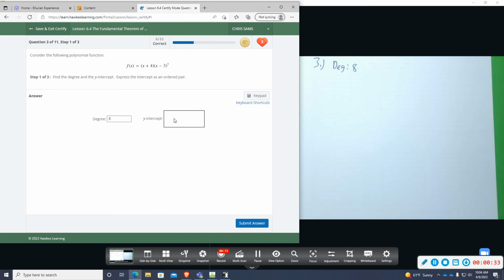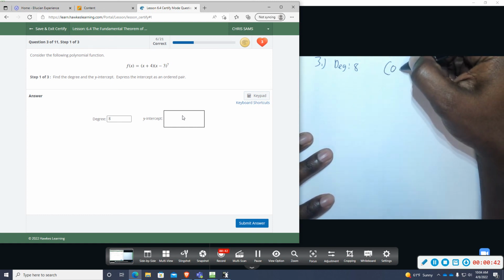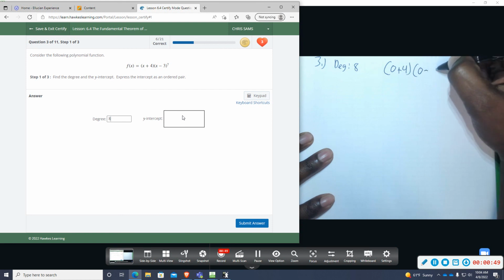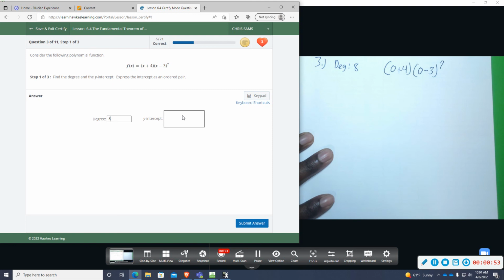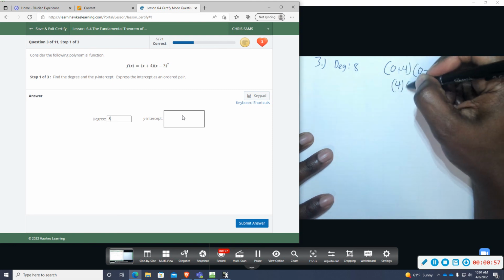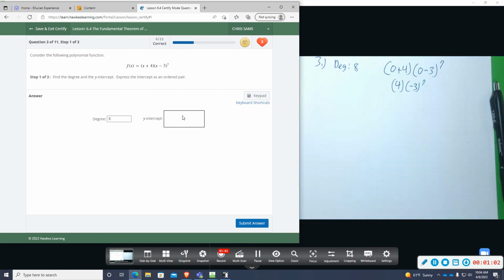And then our y-intercept, so this is going to be a much, much bigger number. Y-intercept, you will plug a 0 for x. So I will have 0 plus 4, and then I would have 0 minus 3, and that is to the 7th. So this would just give me 4, and this would be a negative 3 to the 7th, so that's going to be a big number. I will definitely use a calculator to compute that.